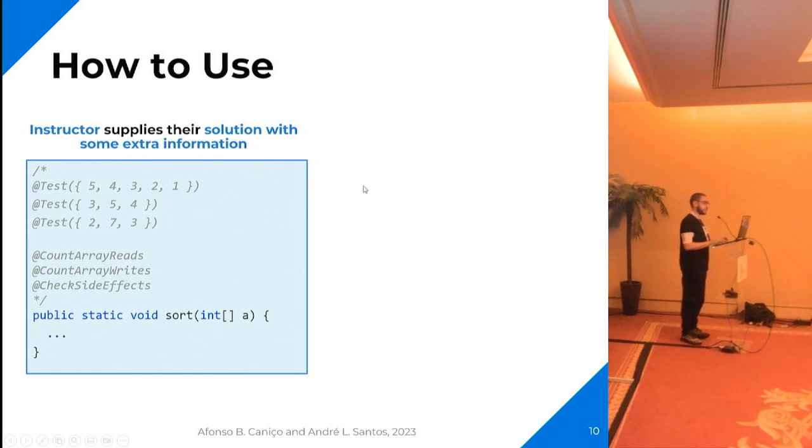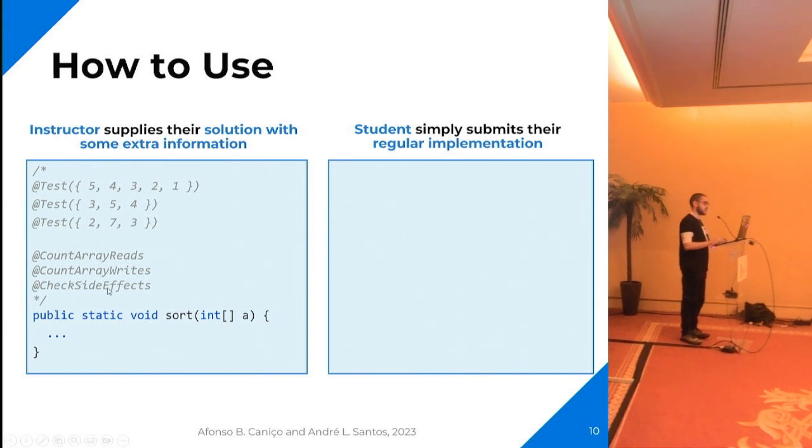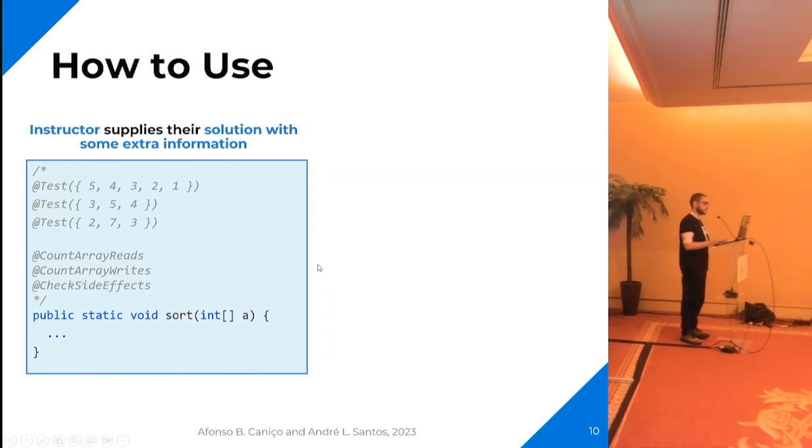So what this piece of code is specifying is that for the procedure that we call sort, just as a descriptive example, it's going to run it for 3 different inputs. So with these 3 arrays separately, then for each of those, it wants to keep track of how many array read and write operations were computed during the execution of the method, and we also want to check for any side effects that were produced on the argument that was passed.